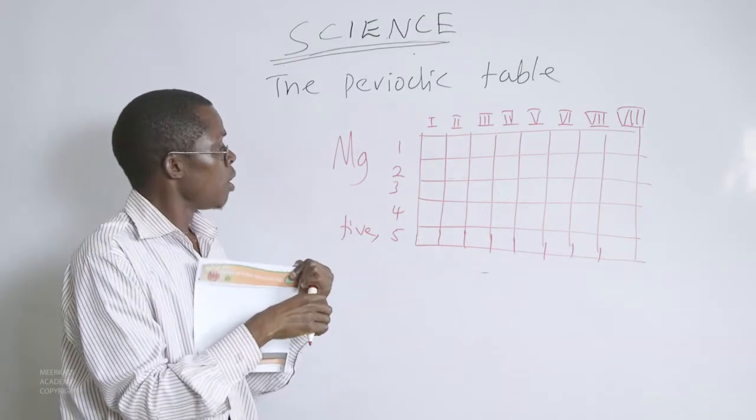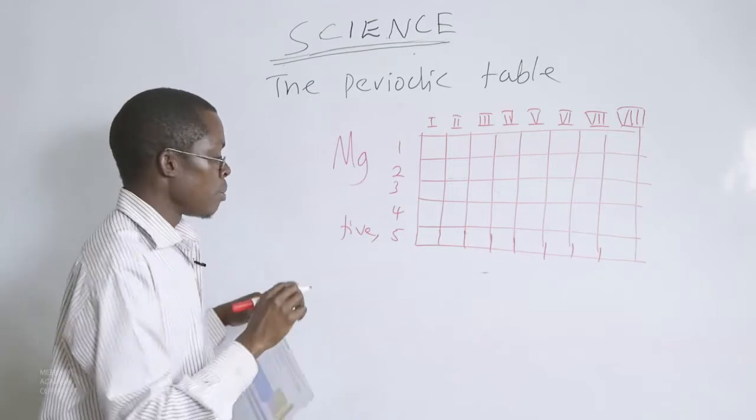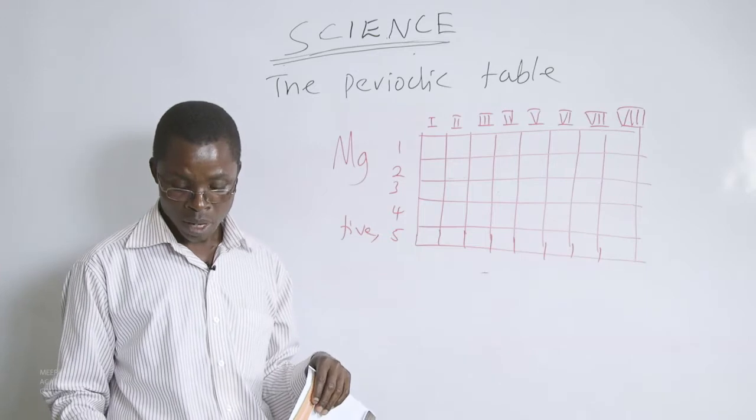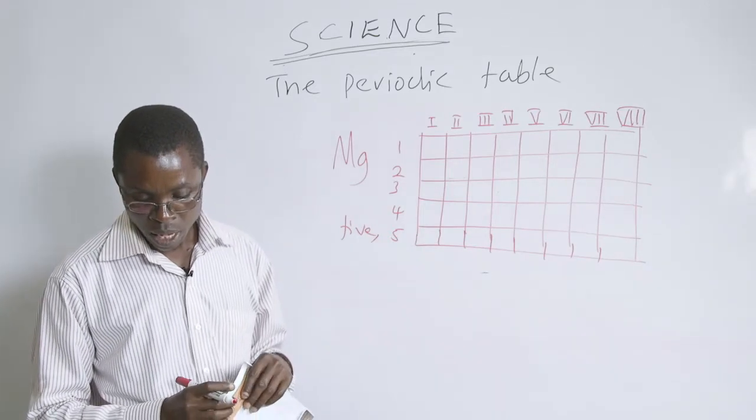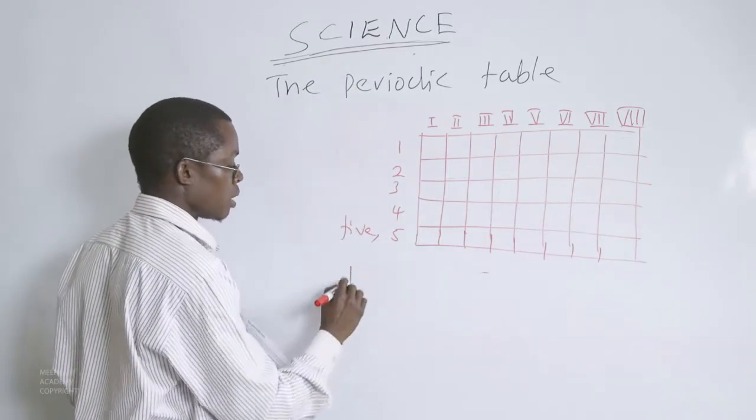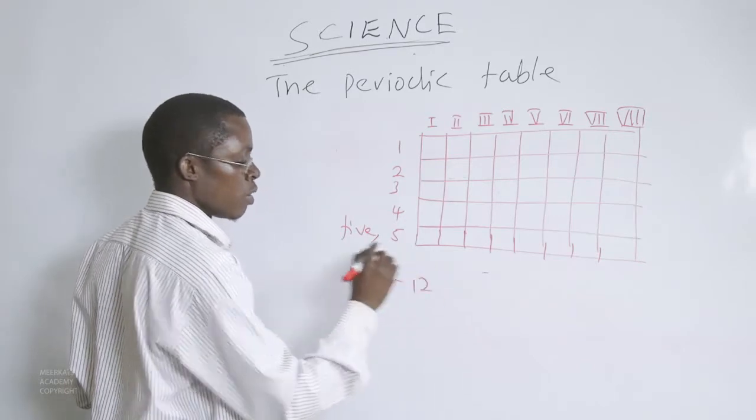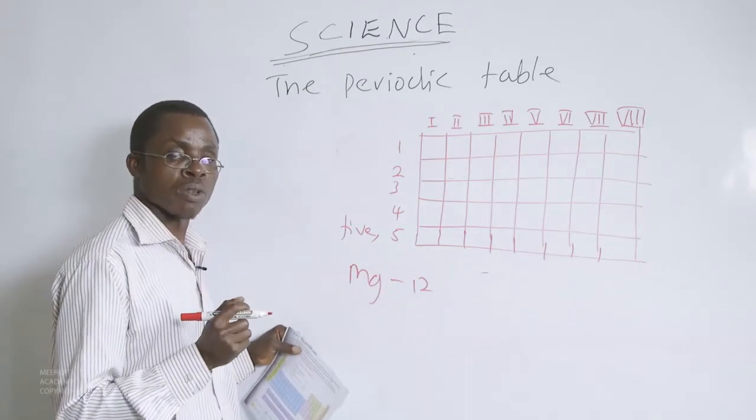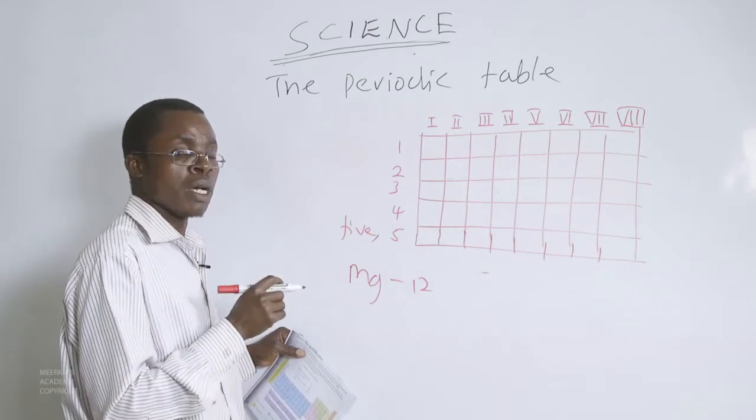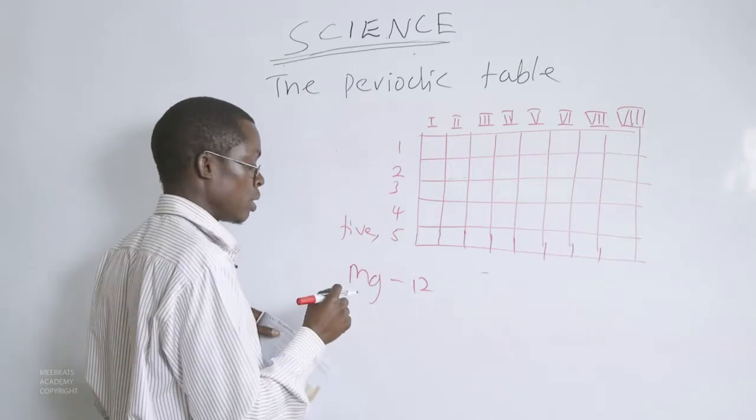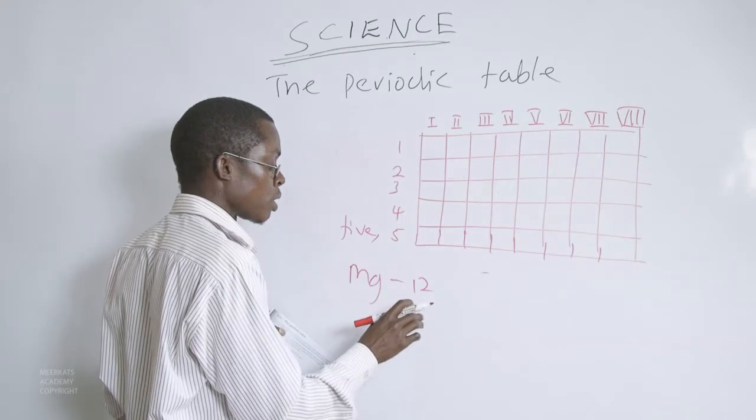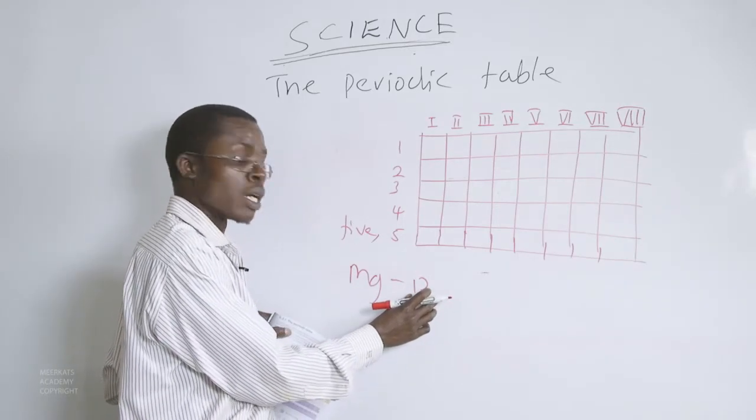Now, when we have magnesium, I'm going to give the answer to this so that it can give us now a way on how to get the others. So when I have magnesium, it has 12 protons. Magnesium has 12 protons. And I said the number of protons, or the atomic number, is equal to the number of electrons. So if the number of electrons for this magnesium is the same as the number of protons, then it means we are talking about 12 electrons.